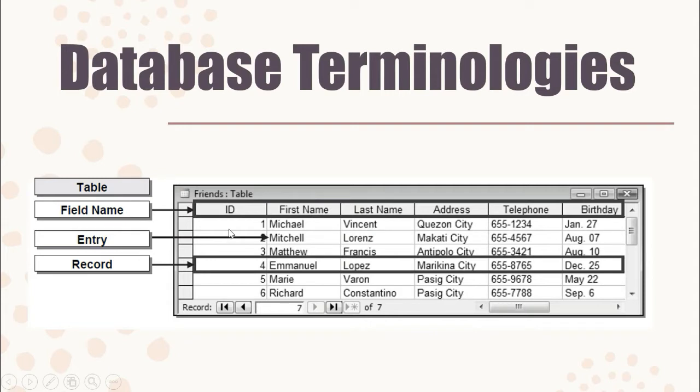So these are the field names, yung ating column names: ID, first name, last name, address, telephone, birthday. Yung entry naman natin, specifically nakaturo sa Mitchell, pero lahat ng nakalagay dyan, that is entry. Record naman, yun daw yung specific value ng ating mga, halimbawa first name, Noel, last name, Lopez, address, Marikina, telephone number, and this is his birthday. So, ibig sabihin, record is a particular information about that specific idea. And then the table, of course, ito yung isang buong table. So, ang tawag dito ay friends table.